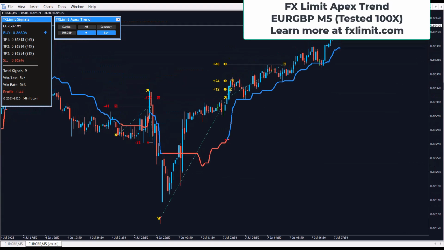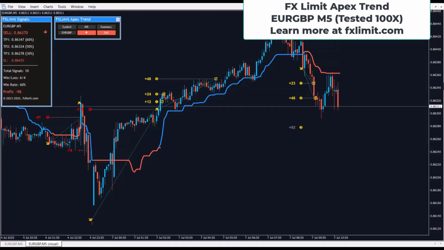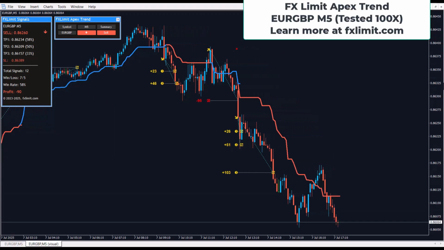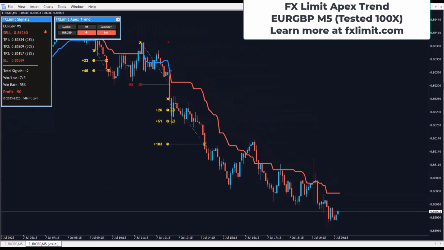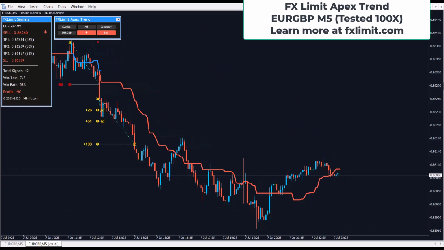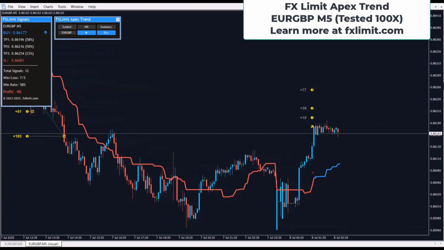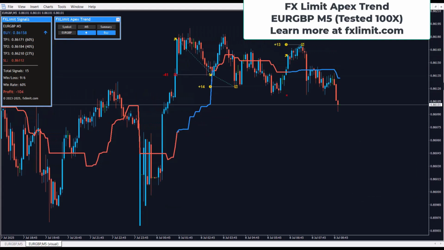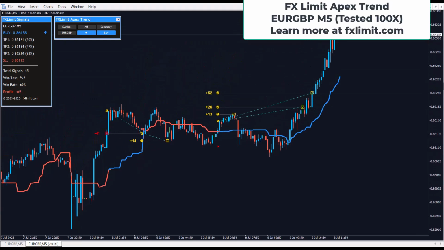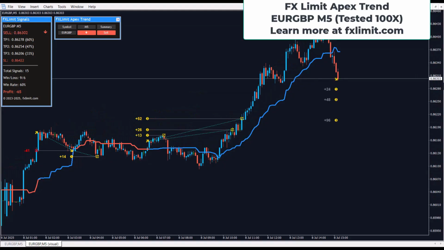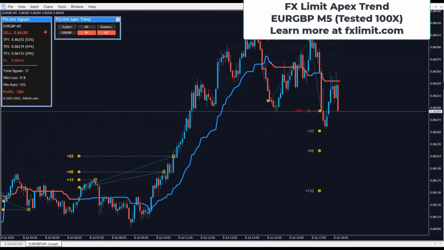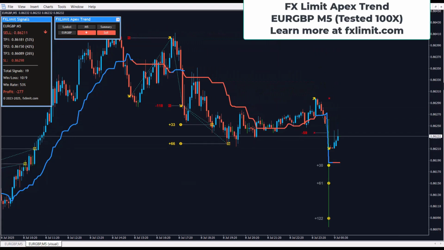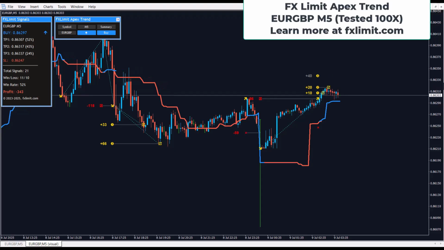EURGBP is known for its relatively stable yet technical behavior. It often respects key support and resistance levels and is heavily influenced by macroeconomic announcements from the UK and the Eurozone, including GDP reports, interest rate decisions, and inflation data. On the M5 timeframe, this pair provides enough price movement for short-term opportunities while avoiding the wild volatility seen in some other pairs. Now, the Apex Trend Indicator is built for this kind of environment.